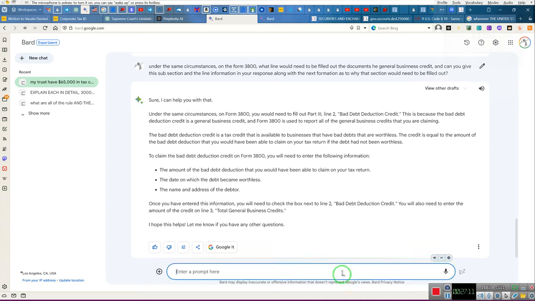Ladies and gentlemen, with that you would include a statement showing why the debt is worthless. Because you're doing this as a business. Bad debt. Wake up.